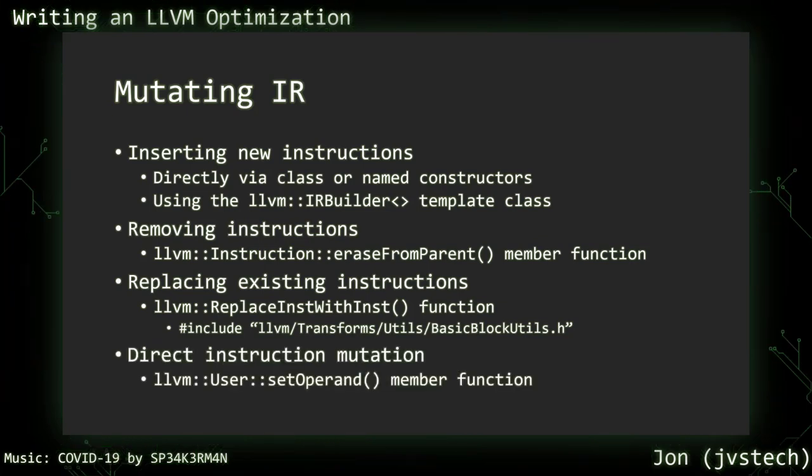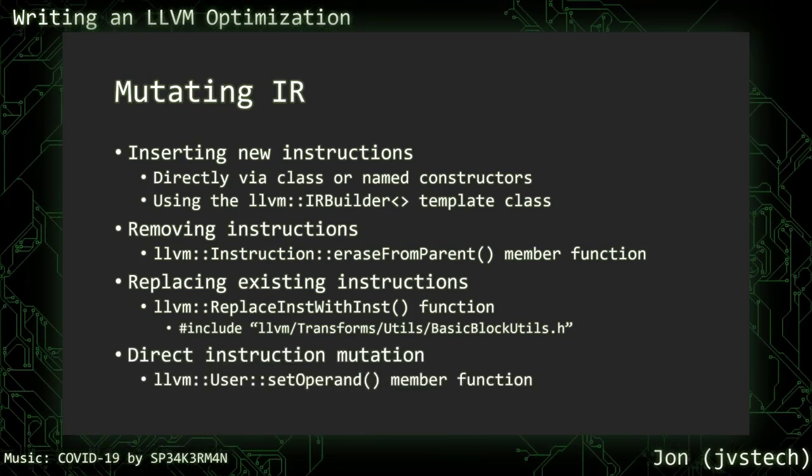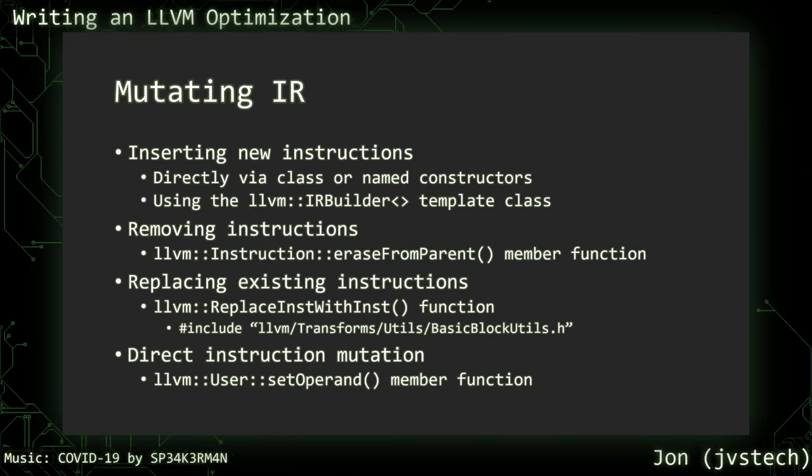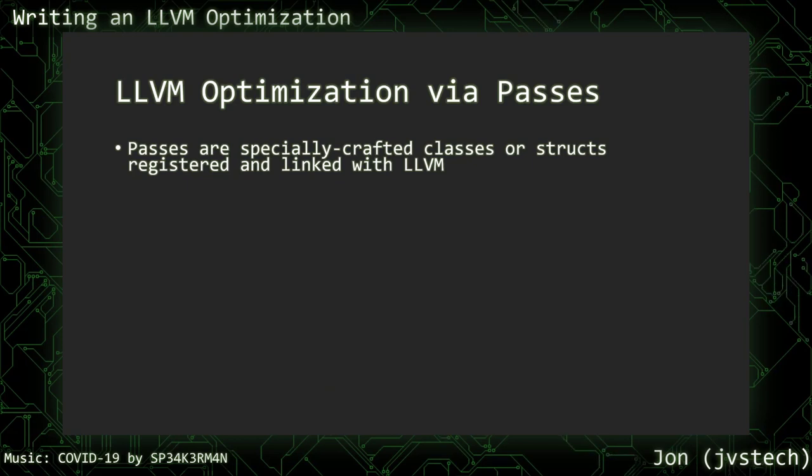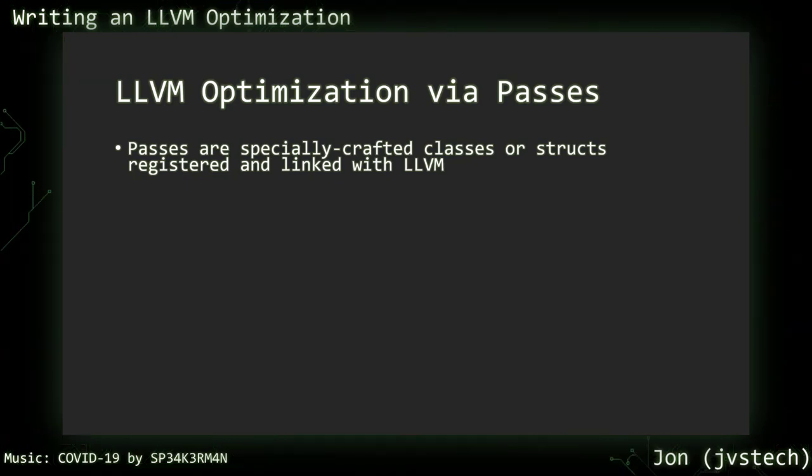If you don't need to replace an instruction with a different one, you can directly manipulate it using its member mutator functions. I'll be demonstrating the use of the setOperand member function to change the values of operands in a comparison instruction. Now that we know a small bit about the API available to us for working with IR, how do we implement an optimization?